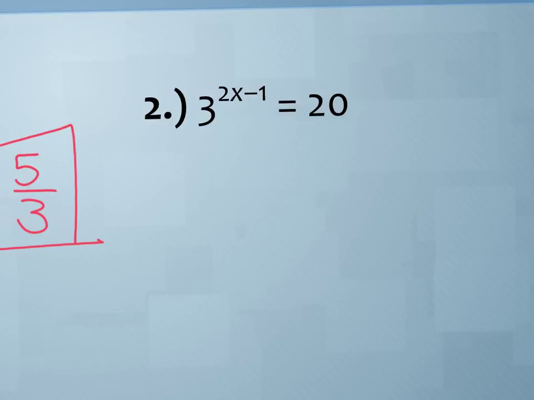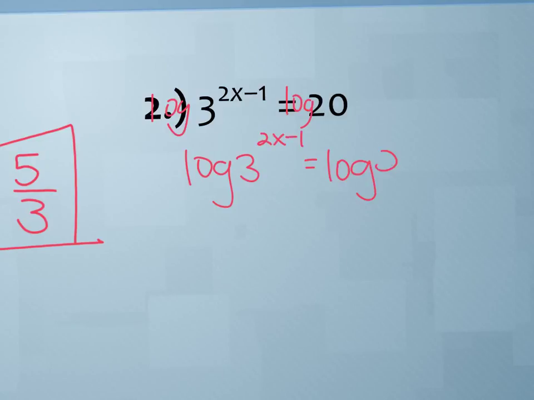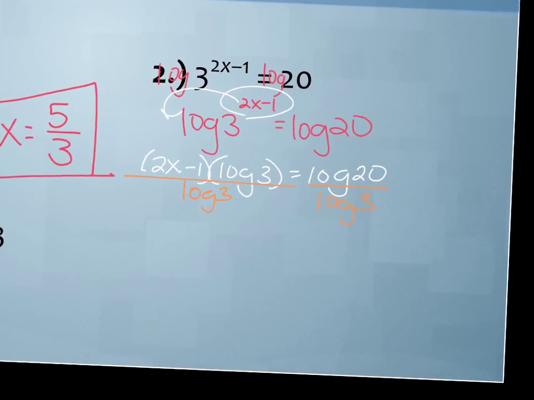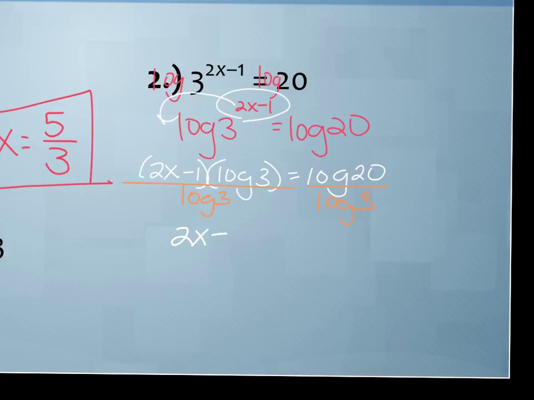All right, so 2 is the second case where I cannot change 20 to be a power of 3. And I can't write 3 as anything other than 3. So this is the one where you want to find the log of both sides of your equation. So I'm going to say that the log of 3 to the 2x minus 1 equals log of 20. And then I take the exponent, bring it forward. So this is 2x minus 1 times the log of 3 equals the log of 20. Divide both sides by the log of 3. I get 2x minus 1 equals log of 20 over log of 3.